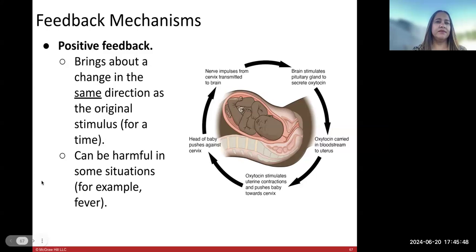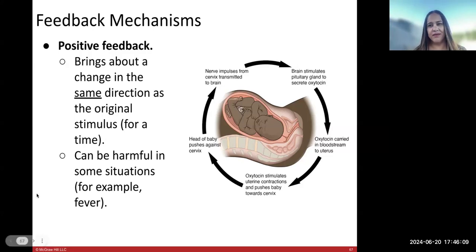Positive feedback brings about a change in the same direction as the original stimulus for a short time, like childbirth. It can be harmful in some situations, like a fever. A fever is a positive feedback mechanism where our temperature gets higher and higher until whatever pathogen is invading us gets killed or goes away.